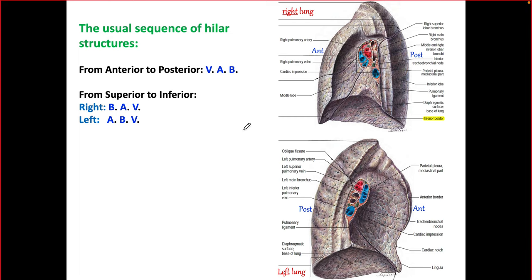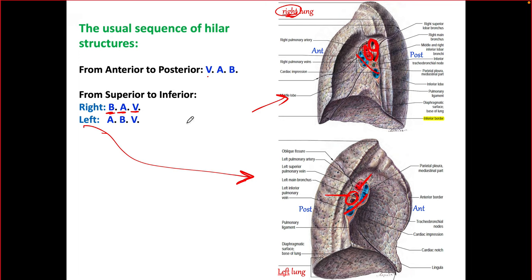Somebody can say, yes, I would like to use letters and abbreviations. Okay, let me explain this to you. Now, this is the right lung. From superior to inferior in the right lung, which is the exception, you have the bronchus, pulmonary artery, and vein. But on the left lung, where we accepted the rule, the highest thing is the pulmonary artery, the inferior thing is the vein, and the most posterior is the bronchus. But on the right, no, the bronchus is the superior thing, and also posterior, but mainly superior, right?